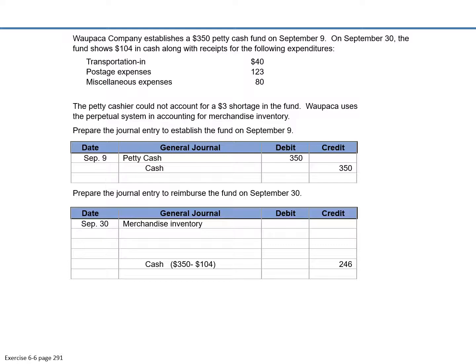So they say we have transportation-in charges of $40. Well, that gets recorded to merchandise inventory. We had postage expense of $123, miscellaneous expenses of $80. So we have a total expense of $243. And then it says the petty cashier could not account for the $3 shortage in the cash fund. So that's just going to go to cash over and short. Okay. So that's the journal entry to reimburse the fund.